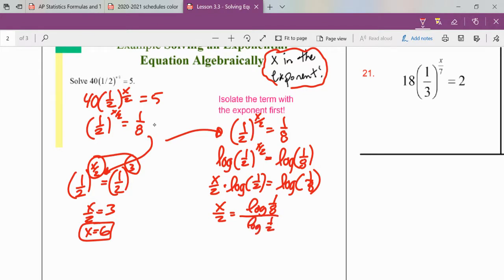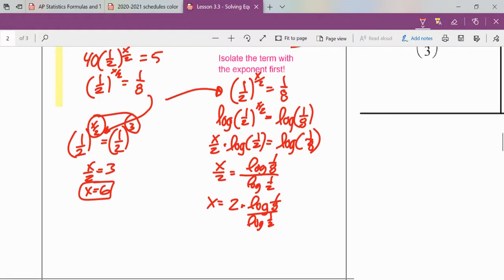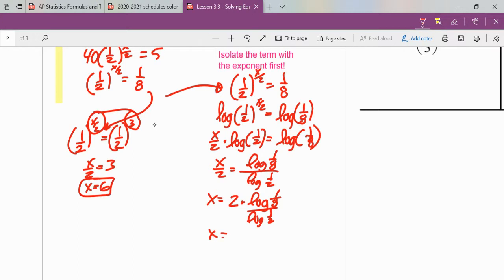So that x over 2 equals log of 1/8 all over log of 1/2. And then to clear this, multiply both sides by 2. So I'd have x equals 2 times log of 1/8 divided by log of 1/2. You'd have to type this into your calculator to get that answer, but believe me, when you do this, the answer does come out to be 6.